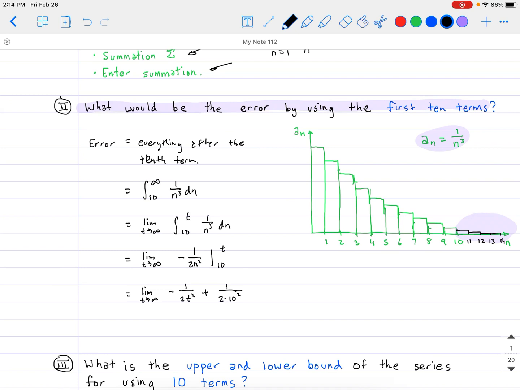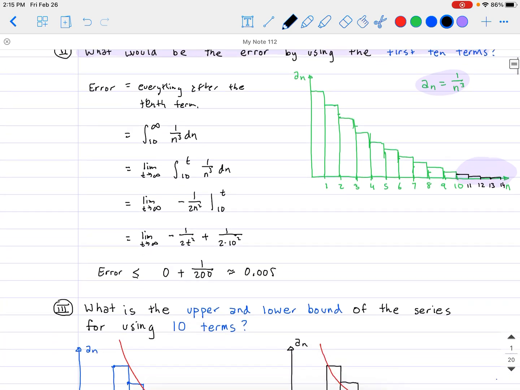As the first term is driven to infinity, that goes to 0. So what's left is the 1 over 200 right here, and that is going to be the estimate of my error. That is approximately 0.005. Now, this error that I found is actually the upper bound of the error, meaning your error is going to be less than that. The reason why, I'll show you underneath in just a little bit. So the error is going to be less than 0.005.